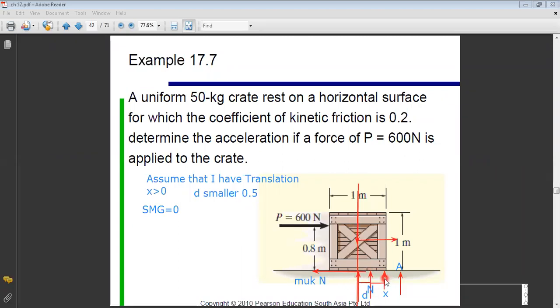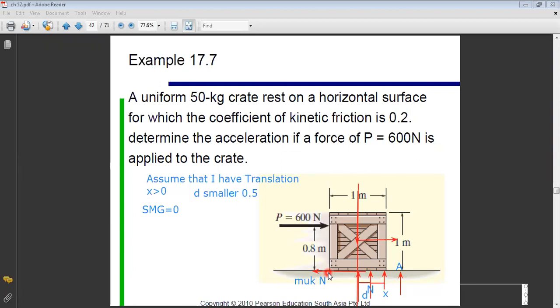So it should give me a counterclockwise moment. To give me a counterclockwise moment, it cannot pass by G. It should be to the right of G. When it goes to the right of G, it can produce a counterclockwise moment opposing the moment of P and friction. Okay, Jennifer? Thank you. Any other question?